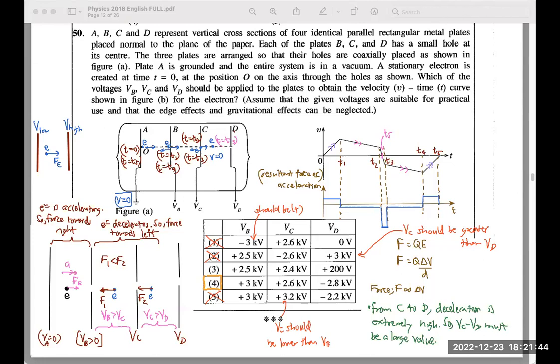Done. Try this again on your own and see if you can figure it out. This is a very good question, good practice. That's why this is the 50th MCQ, people. When they put an MCQ as the 50th one, usually we will have to do some extra work. But it's not very difficult. If you can understand how a VT graph works, then you should be able to understand how the electron is experiencing forces, and how the potentials must be.